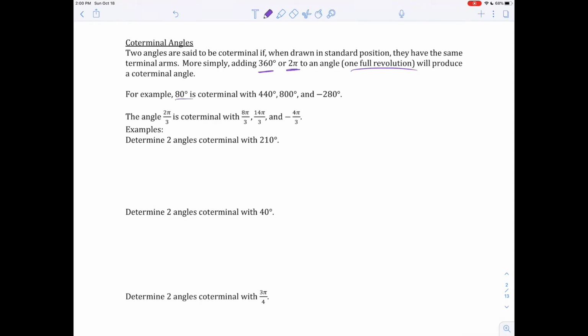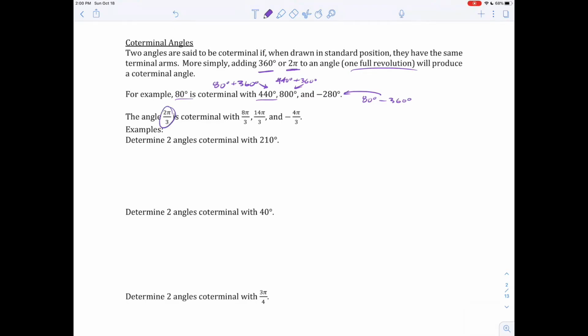So we can say that 80 is coterminal with 440 because 80 plus 360 gives us 440. And if we take 440 and add 360 degrees, boom, we have 800 degrees. Or if we take 80 degrees minus 360 degrees, boom, we're at negative 280.